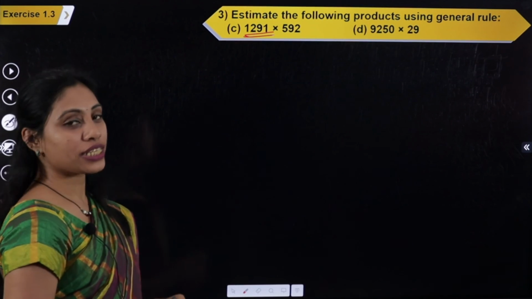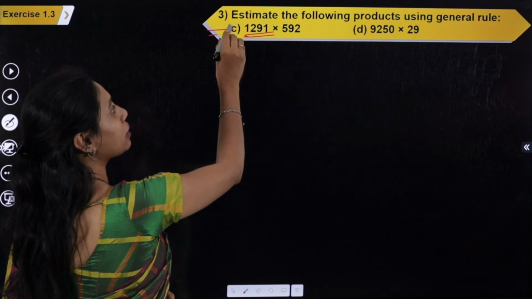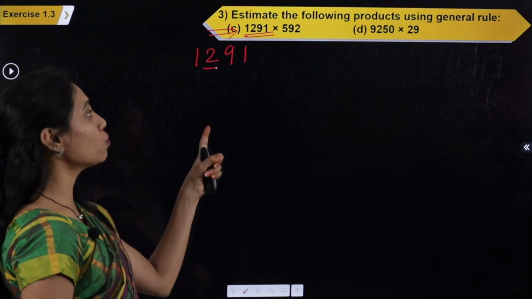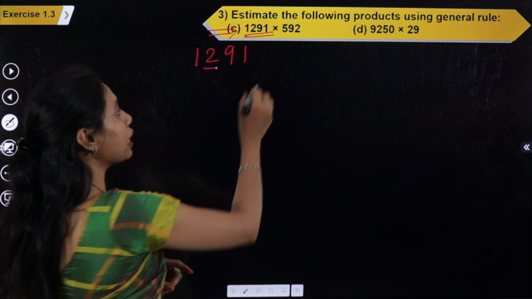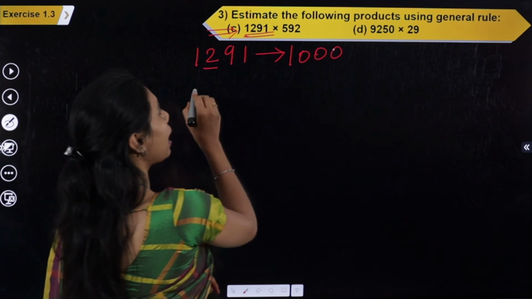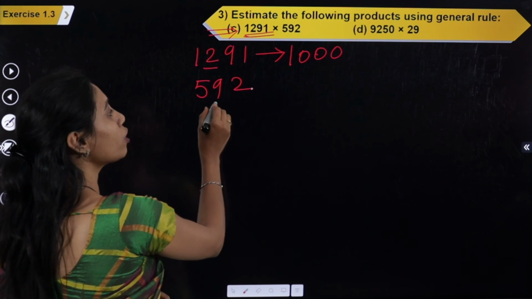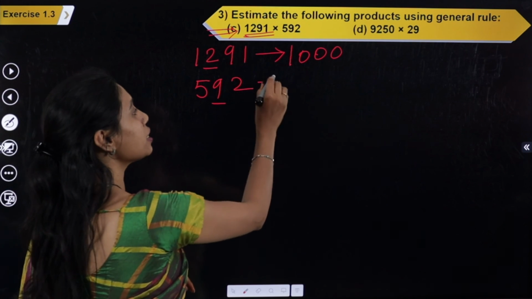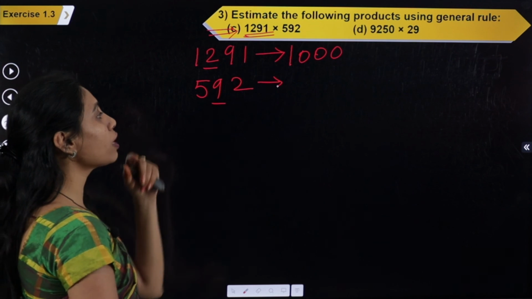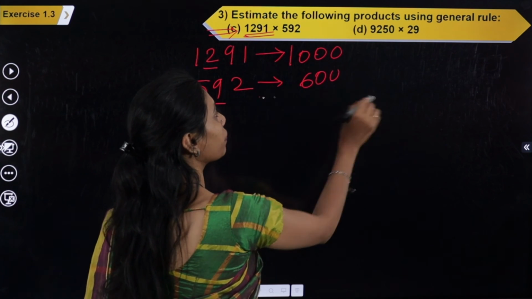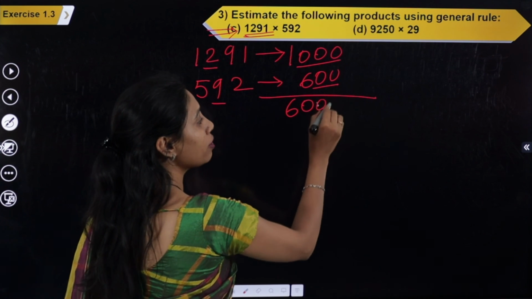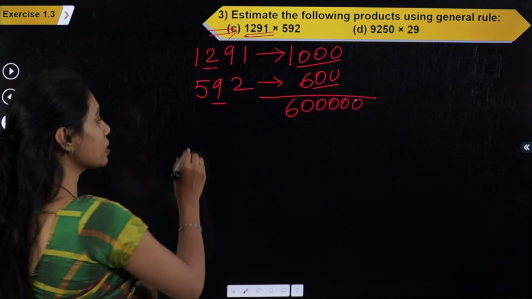So here we have 4 digits. Let us round off to the thousands. When we round off to 1000, we underline the hundreds place, which is 2. 2 is smaller than 5, so 1 remains as it is. So this becomes 1000. And 592, I am going to round off to the nearest 100. So the underlined tens digit is 9, which is greater than 5. So add 1 to the left of the underlined digit, 5 becomes 6. So 6 and 0, 0. 1 times 6 is 6, and we have 3 zeros and 2 zeros. 3 plus 2 is 5. So write 5 zeros here.